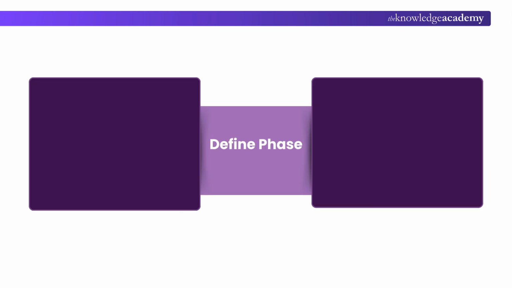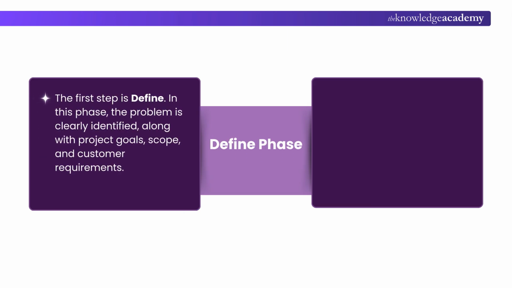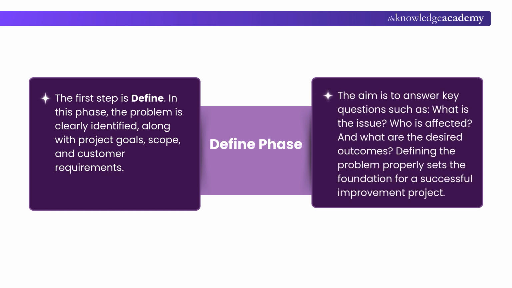Define phase. The first step is define. In this phase, the problem is clearly identified, along with project goals, scope, and customer requirements. The aim is to answer key questions such as, what is the issue, who is affected, and what are the desired outcomes? Defining the problem properly sets the foundation for a successful improvement project.